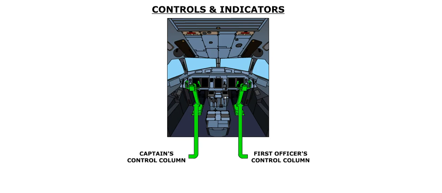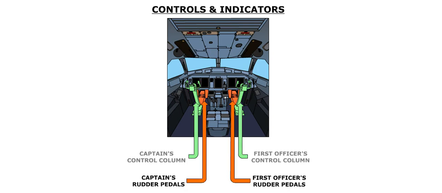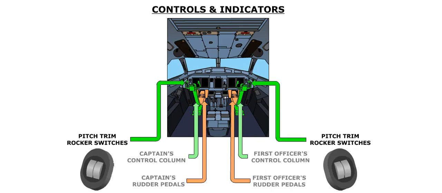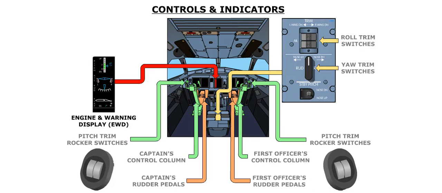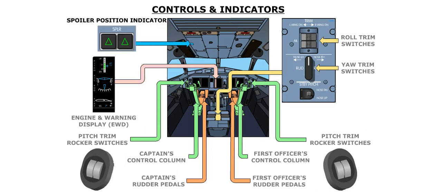The controls associated with the flight controls consist of the two control columns, the two sets of rudder pedals, pitch trim switches on the outboard side of each control wheel, roll and yaw trim switches on the center pedestal, and position indicators on the engine and warning display or EWD. Spoiler position is also indicated on a spoiler position indicator on the overhead panel. In addition, a standby pitch control switch on the center console provides an alternate means of trimming the aircraft in the pitch axis.